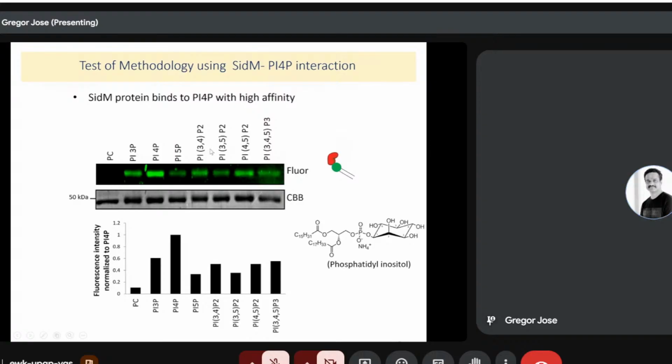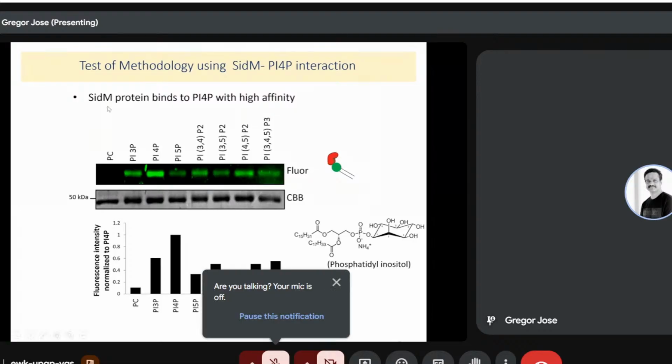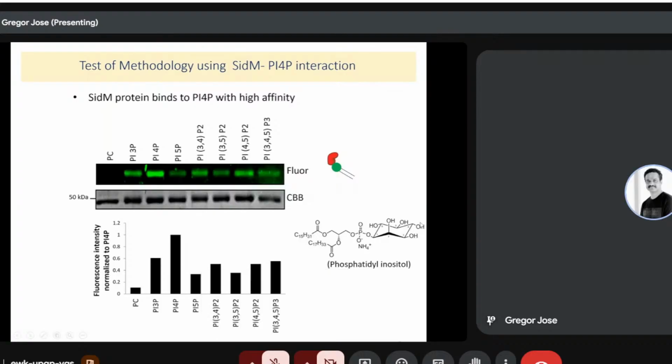It can have different positions, and if it is present in the 3, 4, and 5th positions, it becomes PIP3. So this is a very complex lipid. People were interested in studying it, and they were trying to find proteins which can specifically detect or bind to these head groups. And at that time, sedum was one of the known interactors of PI4P. That means the phosphate group is present on the fourth position.